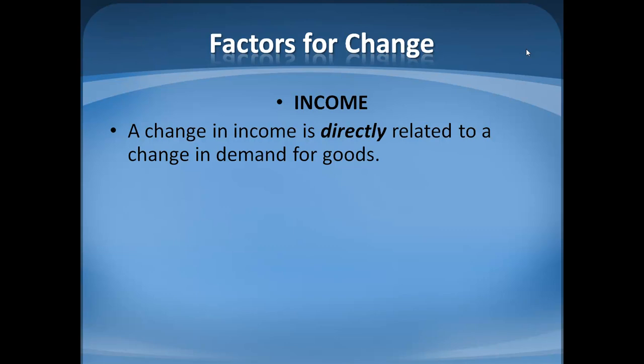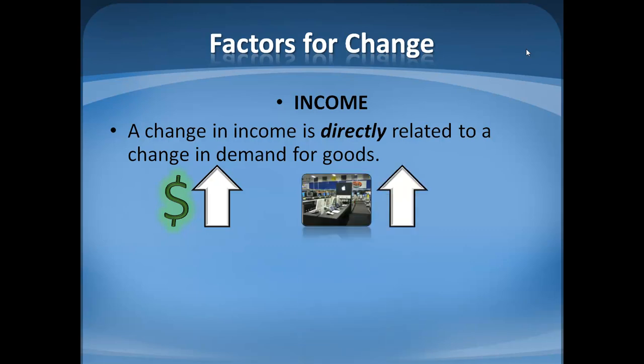As a consumer, a change in income is directly related to a change in demand for goods. So right now what I would do is put arrows on income and demand. And we should know that the arrows go the same direction because it's directly related. In other words, as I make more money, and literally put the money sign, put the arrow. If I make more money, I will buy more stuff.